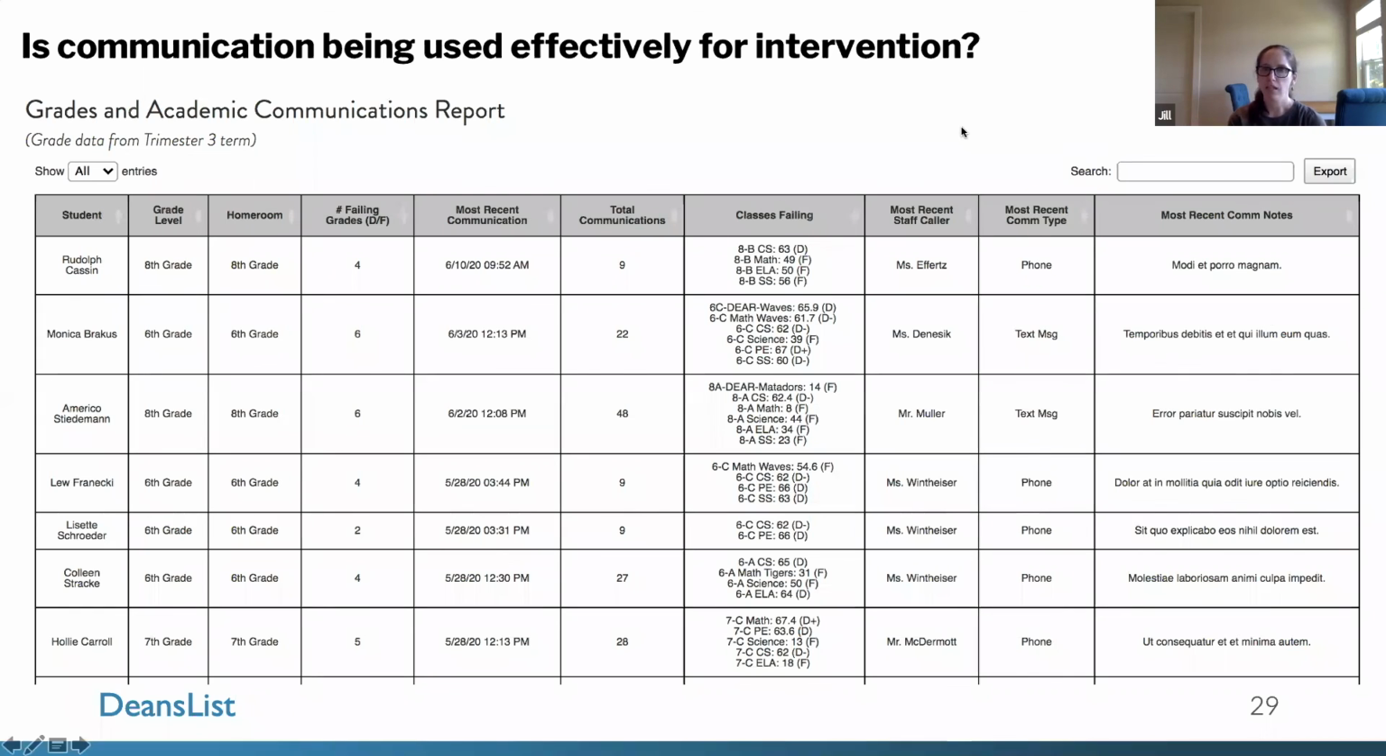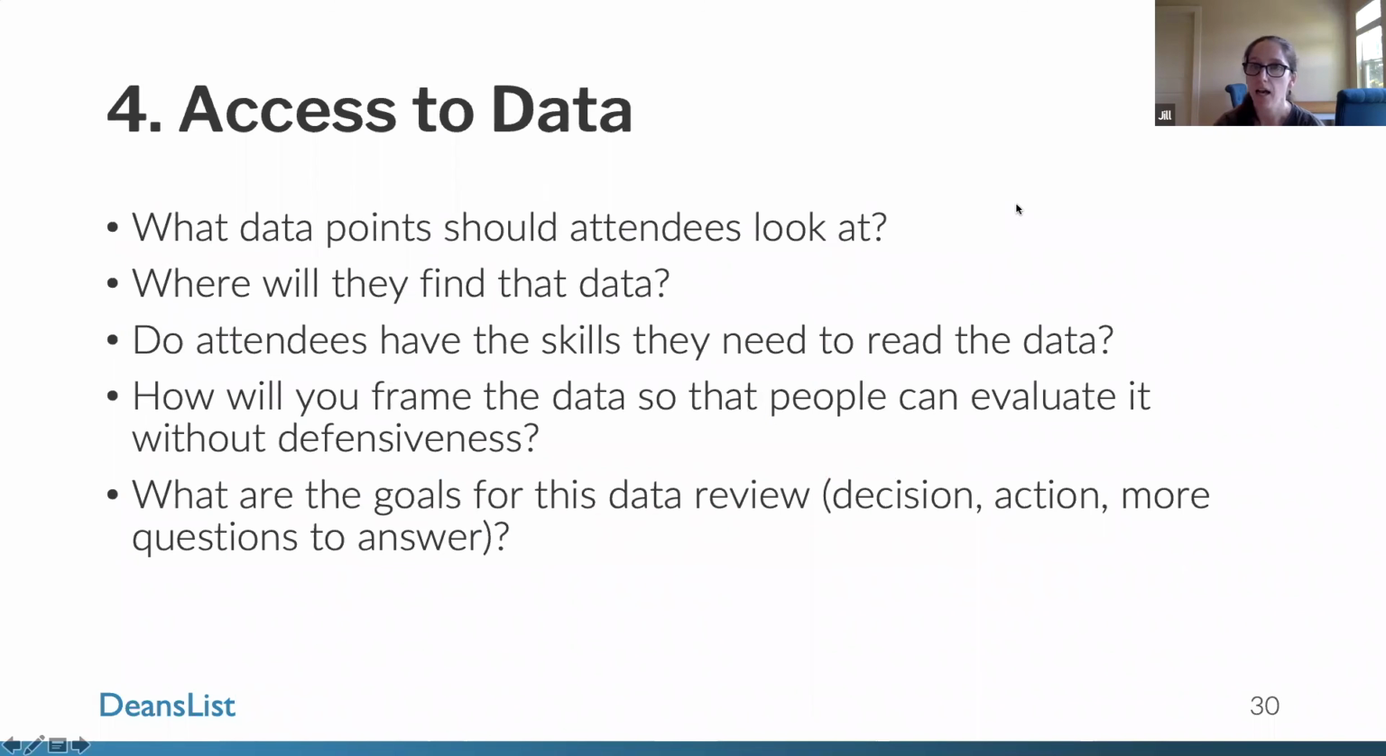So as you're thinking about where the data to answer your key questions is found, we also recommend thinking about which of the questions on this slide are important to consider before a meeting.